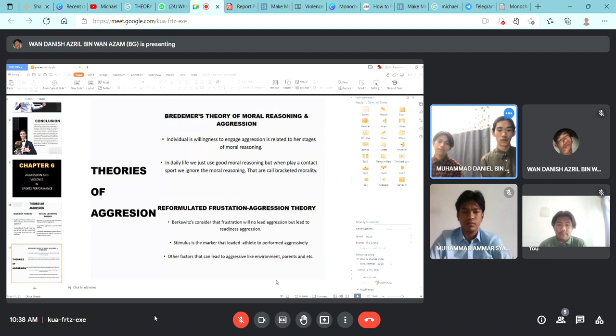In daily life, we just use good moral reasoning, but when we play a contact sport, we ignore the moral reasoning. That is called bracket morality. Reformulated frustration-aggression theory: Berkowitz considered that frustration will not lead directly to aggression but leads to readiness for aggression. A stimulus is the marker that leads athletes to perform aggressively. Other factors that can lead to aggression include environment, parents, and so on.